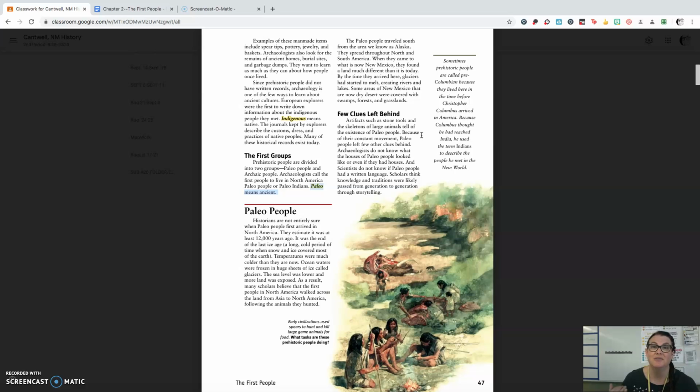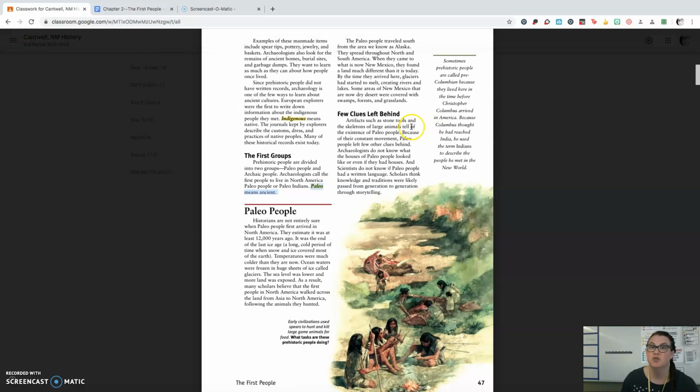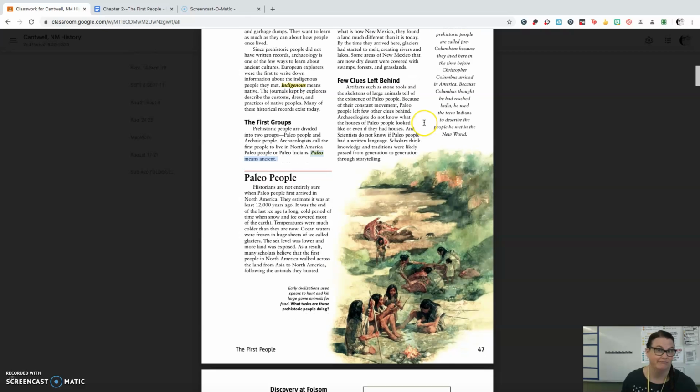So when the early peoples came to New Mexico, the land was much different. It was cold. The glaciers had started to melt, and when the ice melted, it created rivers and lakes. So much of New Mexico that is super dry now was covered in swamps and forests and grassy areas. Can you believe that?